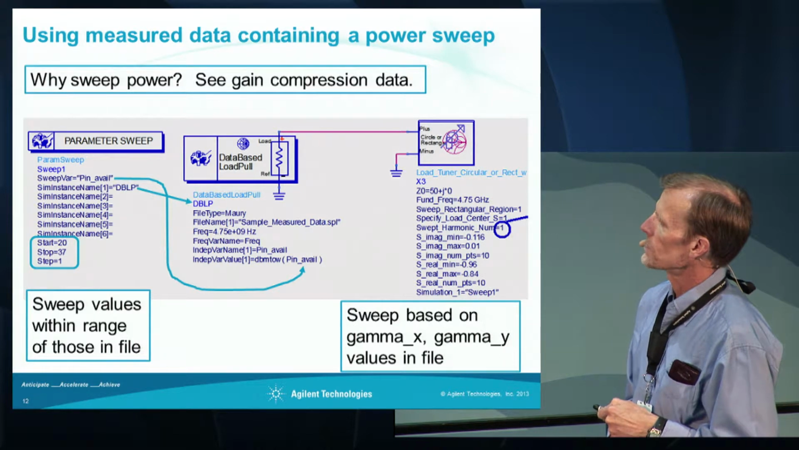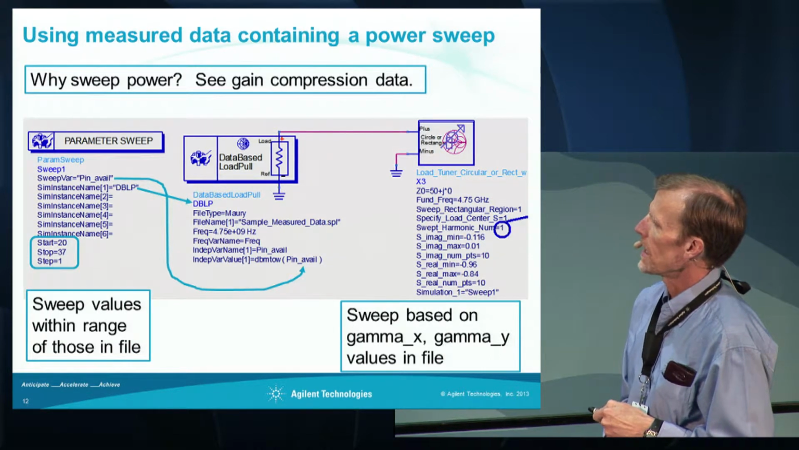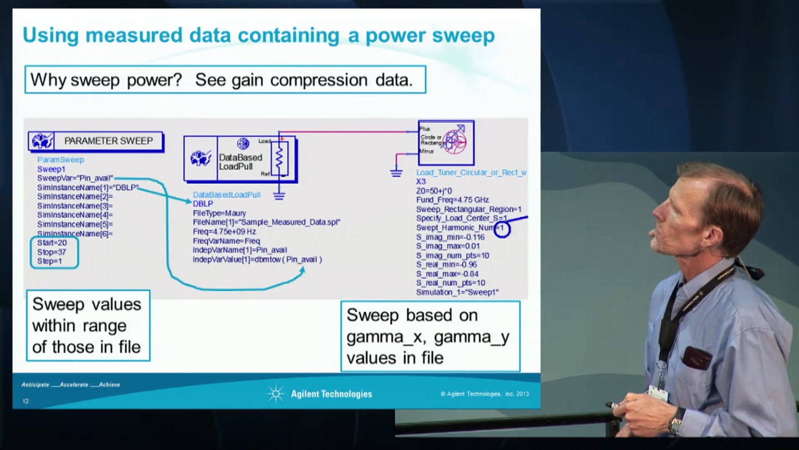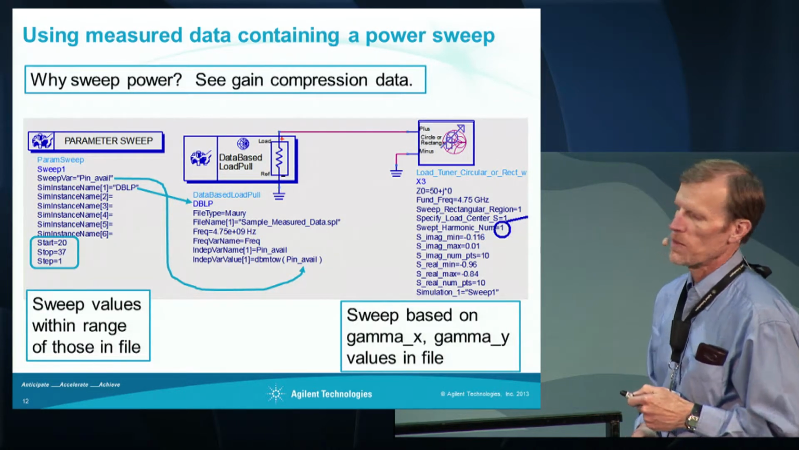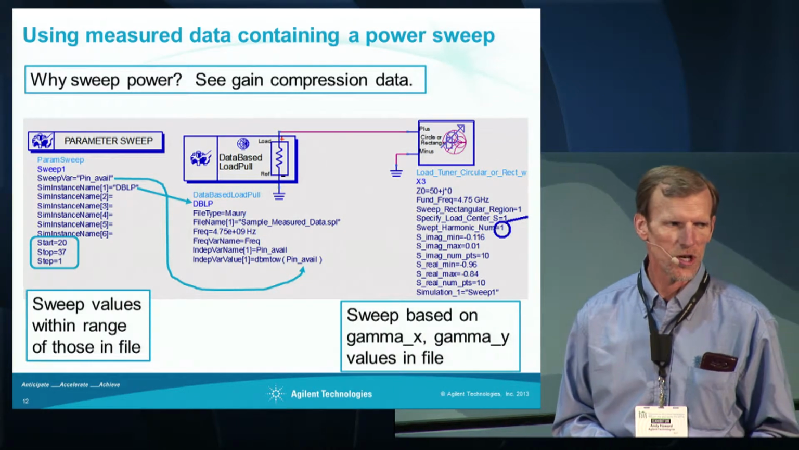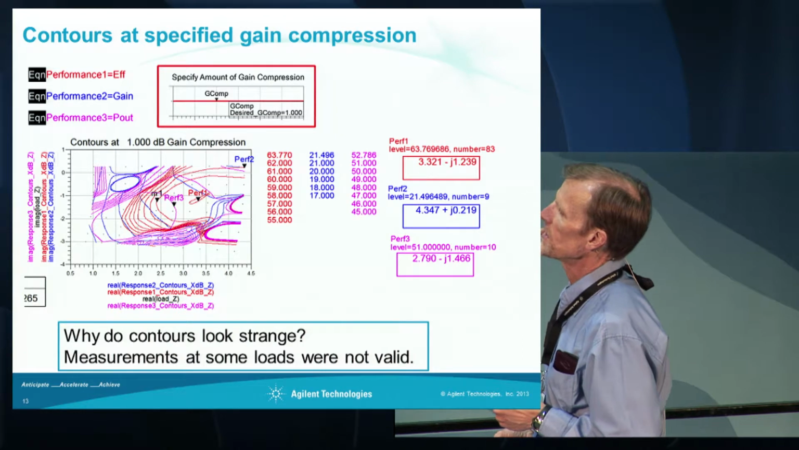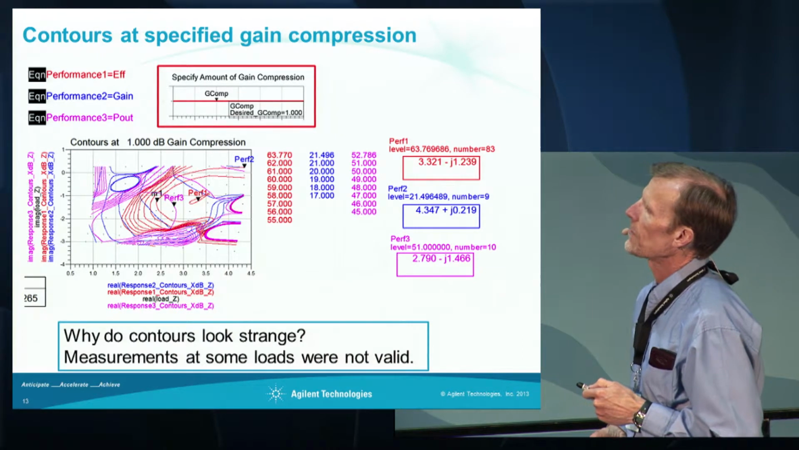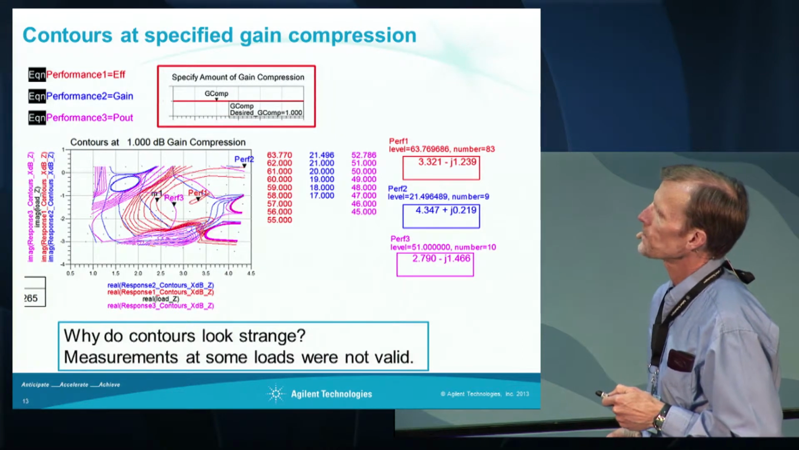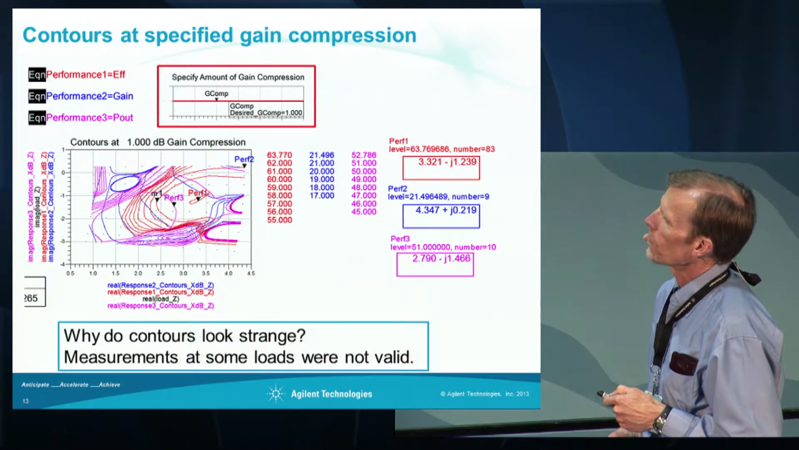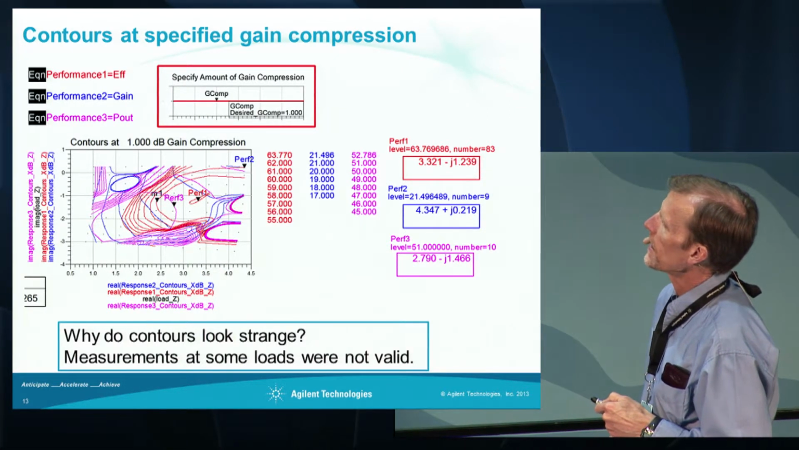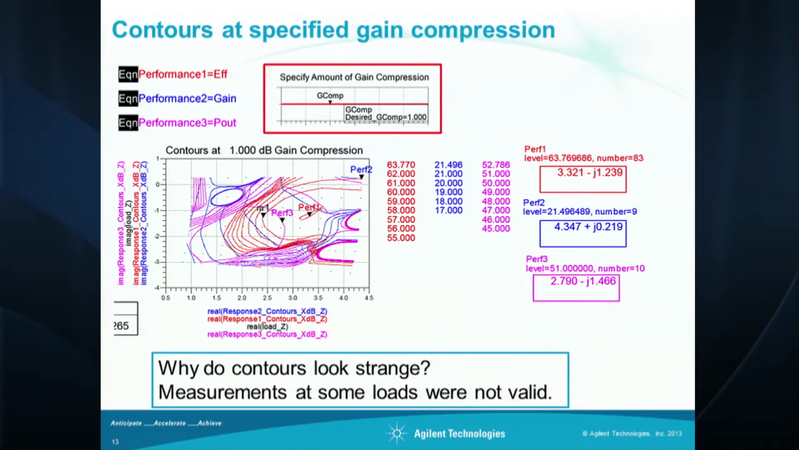So these values for the SMAG min, SMAG max, S real min, and S real max are specified based on the data that's in the file. And because we're doing a power sweep, we can look at contours at a particular level of gain compression. This shows the contours for efficiency, gain, and output power at the 1 dB gain compression point. The red is for efficiency, blue is gain, and purple is output power.